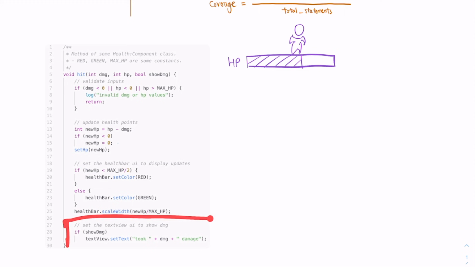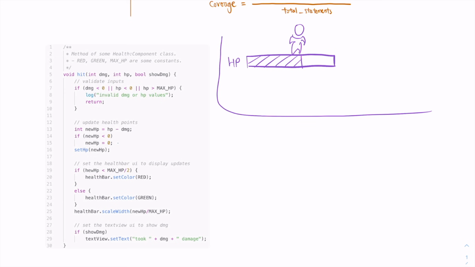And for this last chunk of code over here, it depends on this Boolean variable show damage. So if show damage is true, then we would set a certain text view in the app to reflect that using a piece of text. Somewhere in the app, maybe in this corner, we have that text view which will show the text to indicate how much damage is done, if the show damage variable is true. So this is what the last chunk of code does.